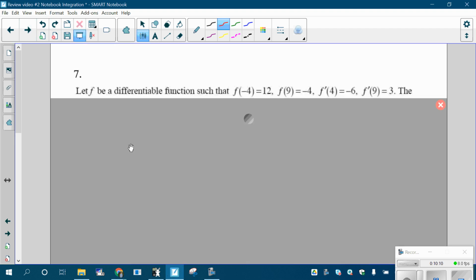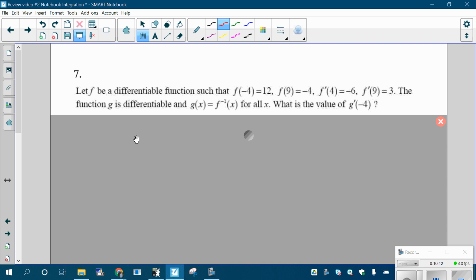Moving forward, a couple more questions here. This is another thing that definitely is a good thing to just have down, okay? F is a differentiable function. They give us a point. They give us another point. They give us the derivative at a point. They give us the derivative at another point. They tell us that we have a function g that is the inverse of f. And they're asking us to find g prime of -4.